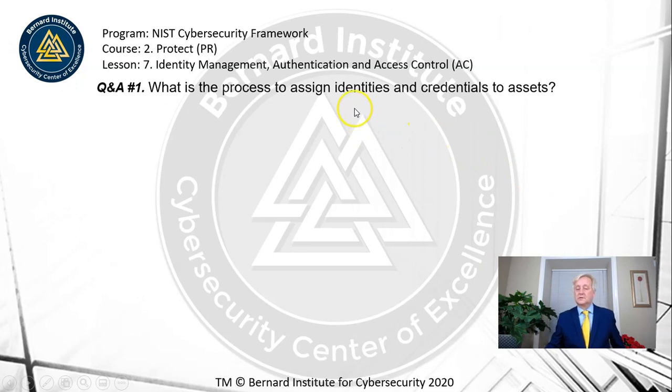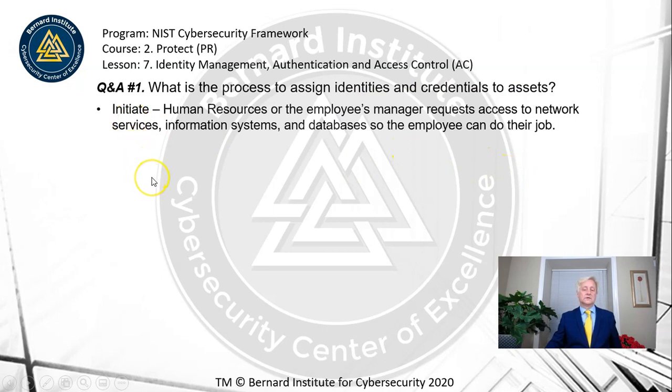What is the process to assign identities and credentials to assets? Well, first there's an initiation process. When an employee joins the organization, human resources is usually the first person they meet, along with the employee's manager. The employee's manager will request that the operations team or the security office grant this person access to network services, data and information assets, and services or facilities that they need to do their job. The manager is ultimately responsible for their employees.